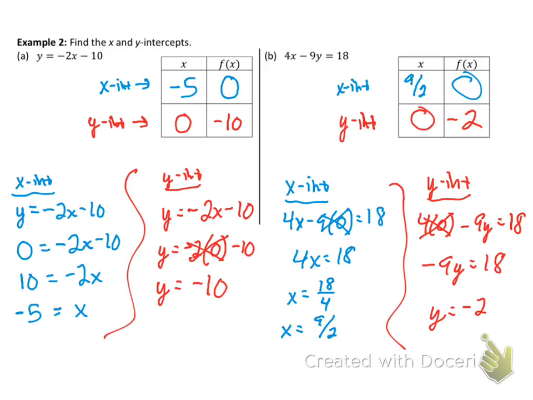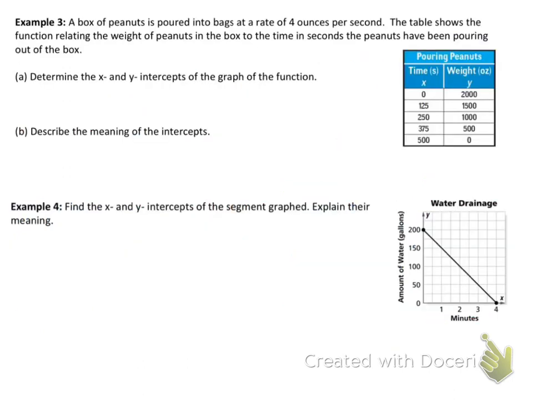Alrighty, so there you'll see the work for figuring out the x-intercept and the y-intercept for the linear function 4x minus 9y equals 18. Alright, in the next part we're going to look at some application problems, looking at representations of linear functions.